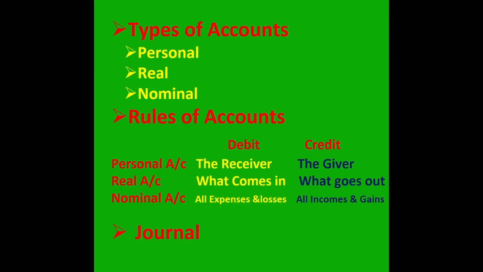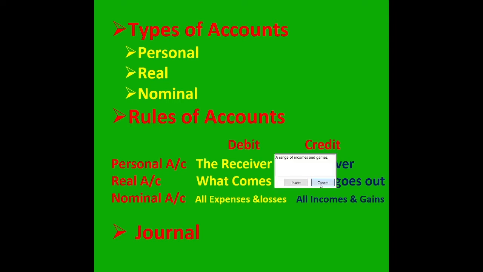So as usual, accounts are three types: personal account, real account, nominal account. Very important rules are: personal account, debit the receiver, credit the giver. Real account, what comes in debit, what goes out credit. And nominal account, all expenses and losses debit, all incomes and gains credit.